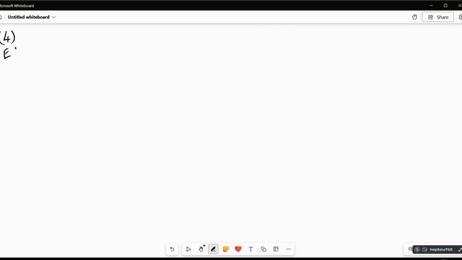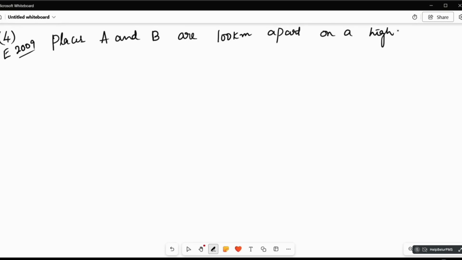This is also an exam question. This is a 2009 question. Places A and B are 100 kilometers apart. Write this important question. Places A and B are 100 kilometers apart on a highway.